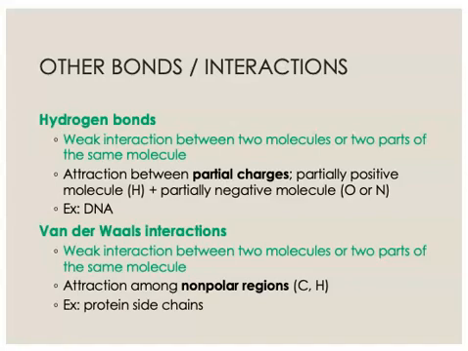There are two other types of bonds that we need to be familiar with. One is called a hydrogen bond, and the other is called van der Waals interactions. These types of bonds are weak bonds, also called attractions, that occur between two different molecules or even two parts of the same molecule.